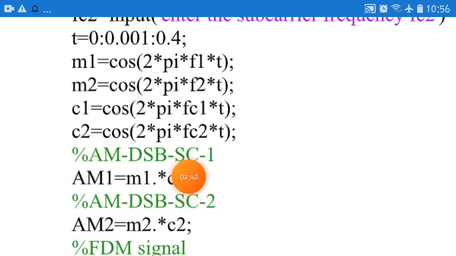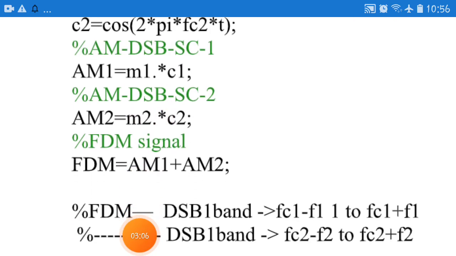Okay, first you have to generate DSBSC1. So we have to generate DSBSC by multiplication of message signal 1 and carrier signal 1, first carrier and first message signal, so it produces AM1. So that is DSBSC 1. For the second DSBSC, you have to multiply the second message signal with the second carrier signal, that produces AM2, DSBSC 2.